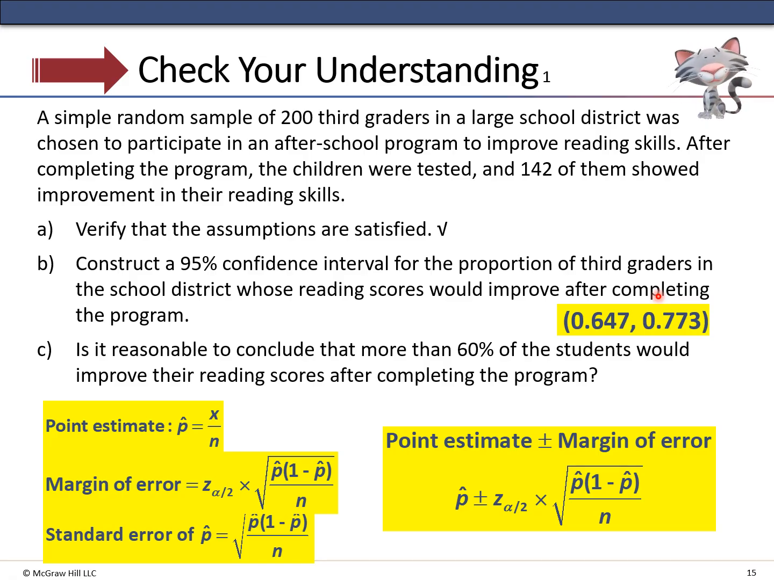So you can basically think between 65 and 77%. So because we are 95% confident that it's between 65 and 77, then 60%, is it reasonable to conclude that more than 60% of the students would improve? And that is yes, because we are 95% confident that all of the values are above 60%.